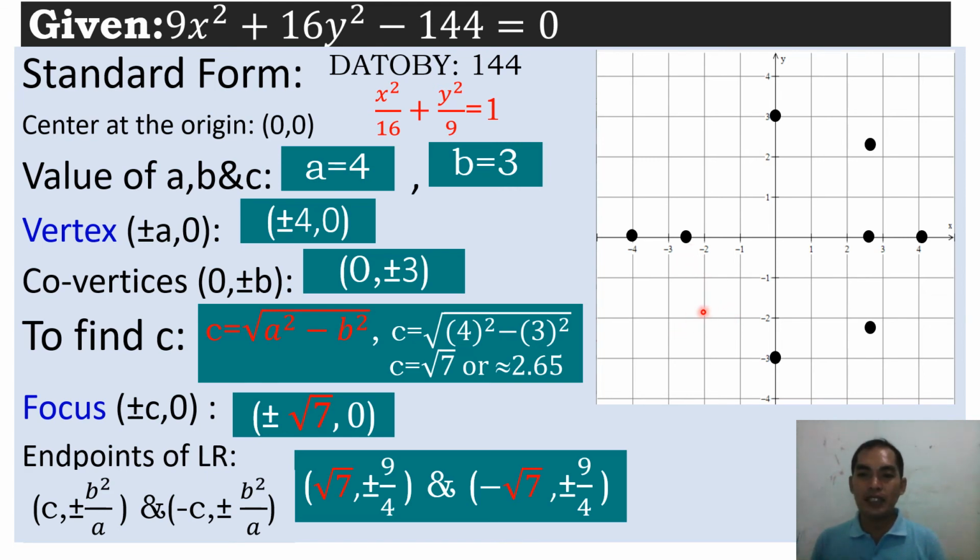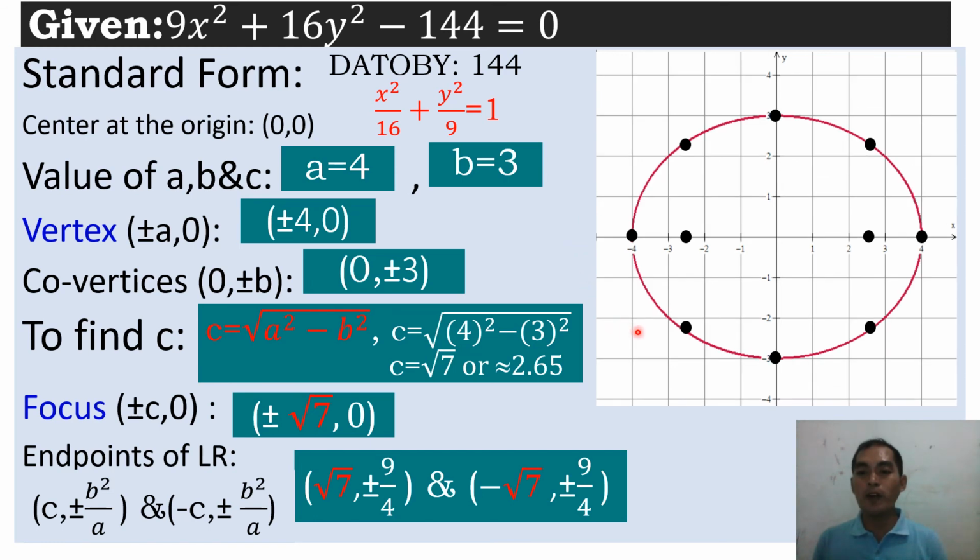And the endpoints of the latus rectum, we have this. Square root of 7, negative 9 over 4. Square root of 7, positive 9 over 4. Negative square root of 7, negative 9 over 4. Negative square root of 7, positive 9 over 4. Then connect the co-vertices, the vertices, and the endpoints of the latus rectum to form an ellipse. Okay, that's an ellipse. So, hindi nyo i-connect yung focus kasi nasa loob yun.